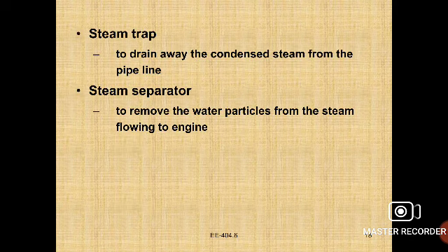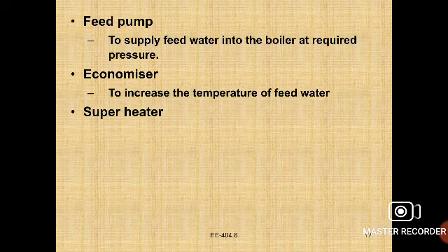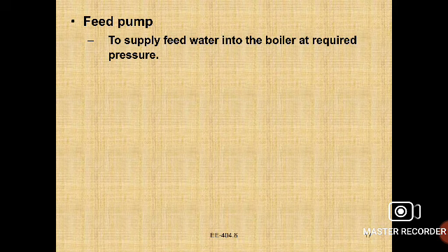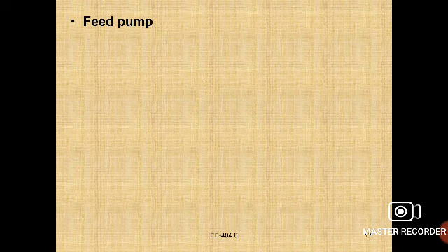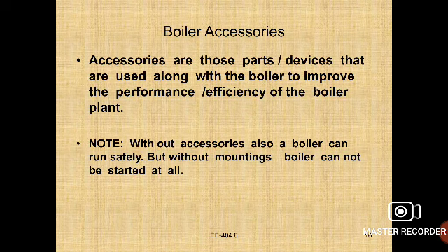These are the main accessories of a boiler. What are the accessories? First one is the feed pump, economizer, and next one superheater, then air preheater, next steam trap, next steam separator, and steam ejector. These are the seven main components, the accessories for the boiler.